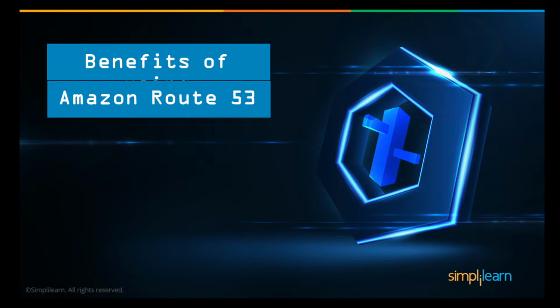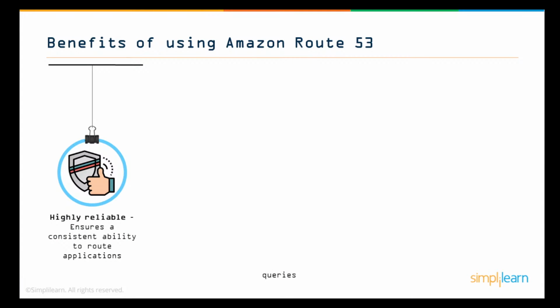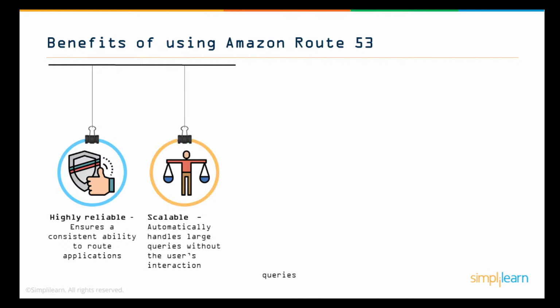Now what are the benefits of Amazon Route 53? Let's look into it. The benefits of using Amazon Route 53 are: it is highly reliable, absolutely. It ensures a consistent ability to route the applications. Scalable, it automatically handles large queries without the user's interaction. So you can have different routing policies, and you can get the Route 53 to handle the sudden spike in the traffic towards your website or your application.